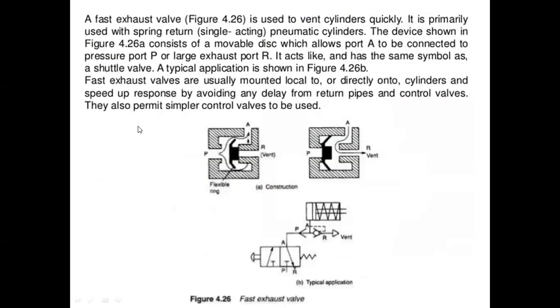A fast exhaust valve is used to vent cylinder quickly. It is primarily used with spring return pneumatic cylinder. The device shown in figure consists of movable discs which allow port A to be connected to port P or large exhaust port R. It acts like and has the same symbol as shuttle valve. A typical application is shown in figure. Fast exhaust valves are usually mounted directly onto cylinder and speed up response by avoiding any delay from return pipe and control valve. They also permit simpler control valve to be used.